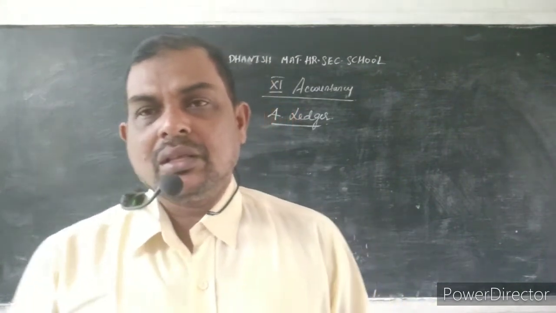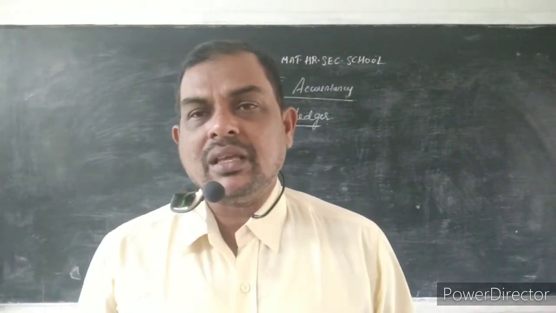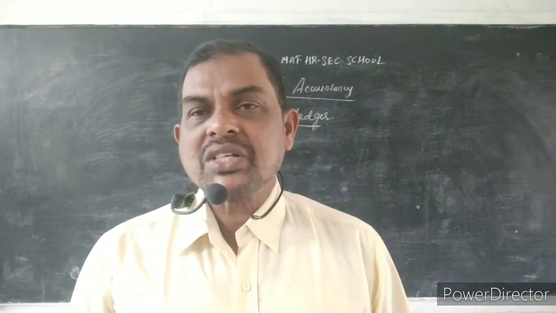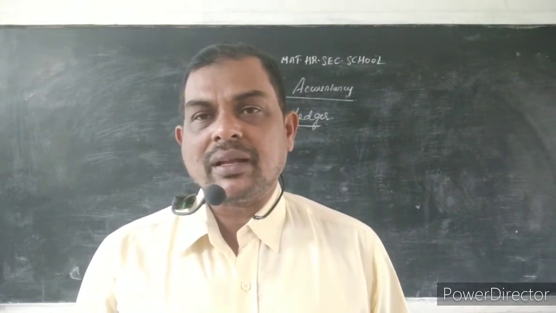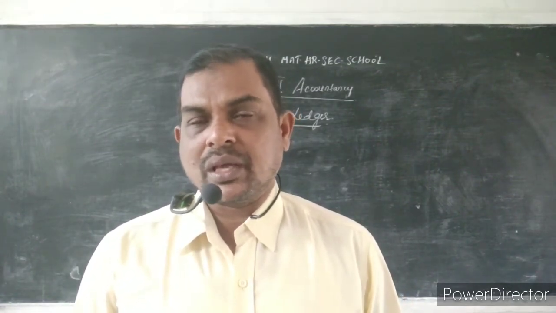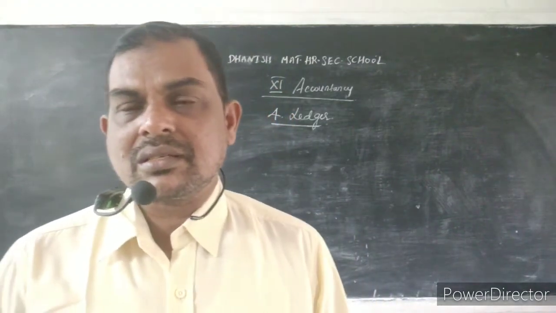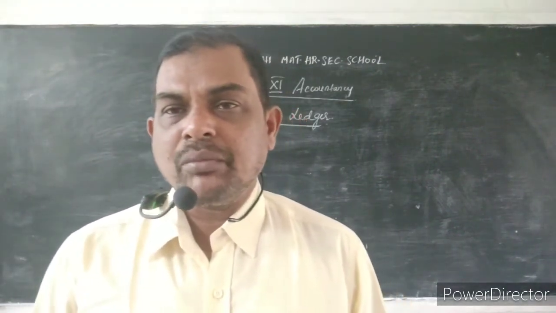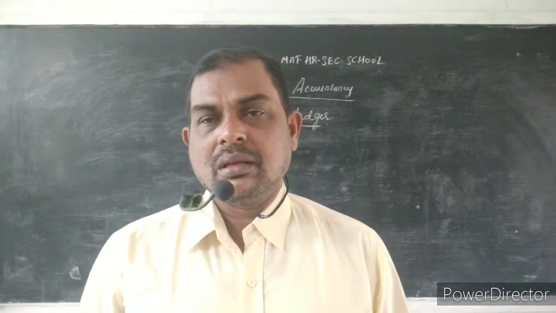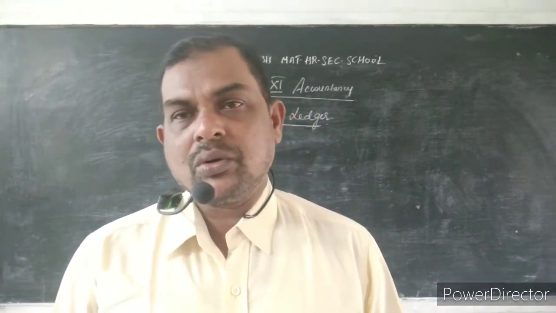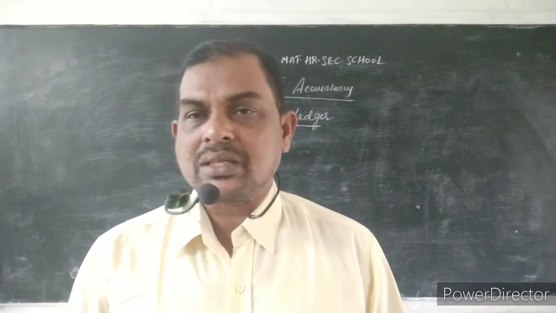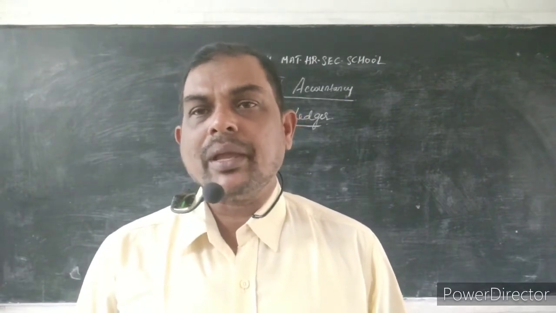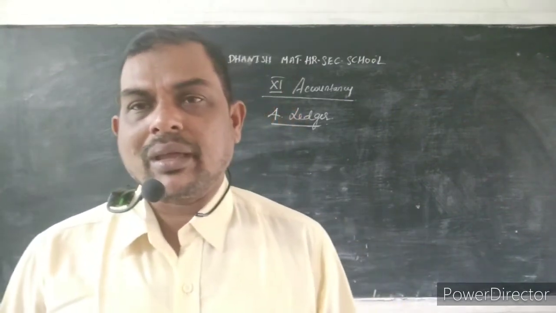Listen carefully. In a journal entry, based on the transactions we are making the journal entry, one is debit and another one is credit. So for each and every transaction, we definitely have a minimum of 2 accounts. Maybe capital account, purchase account, sales account, purchase return account, sales return account. Many accounts are there.